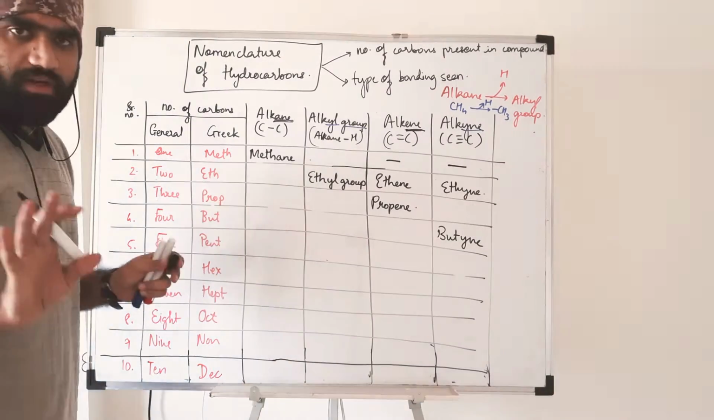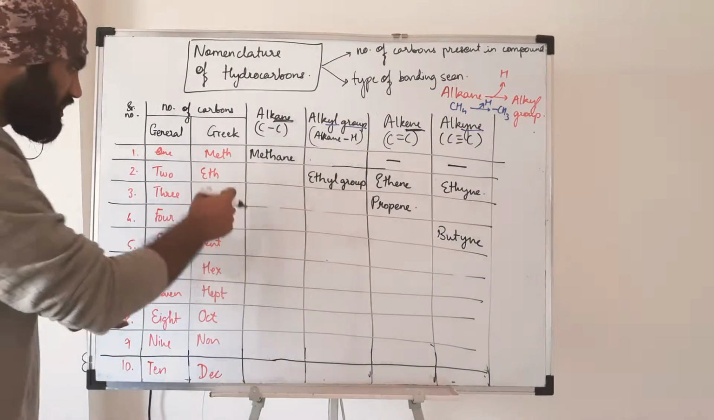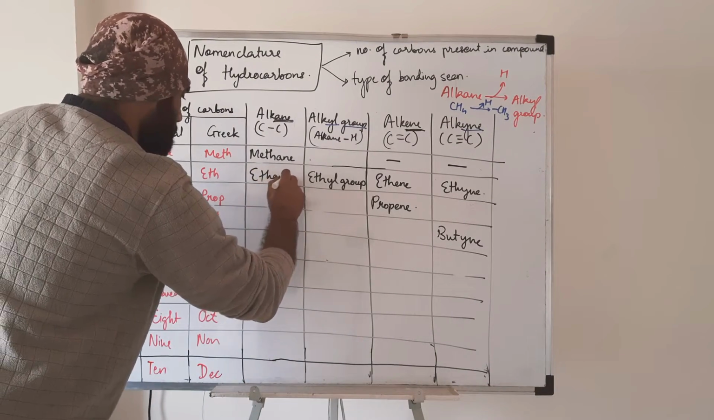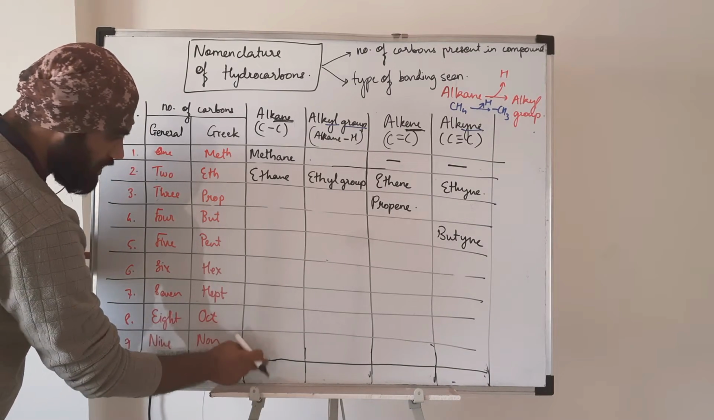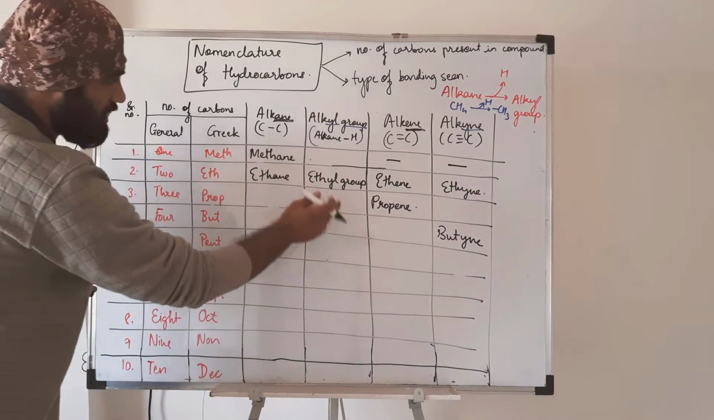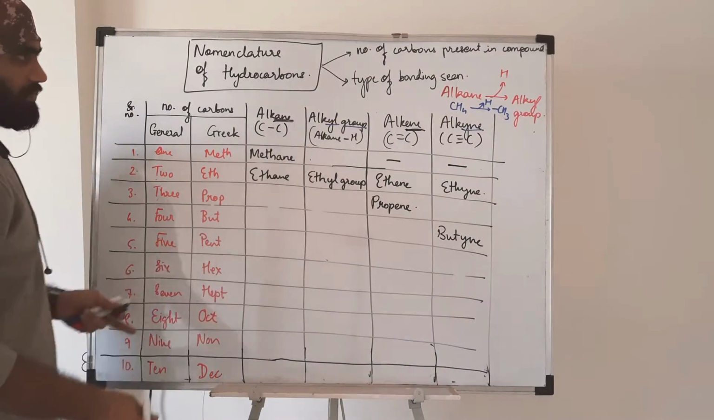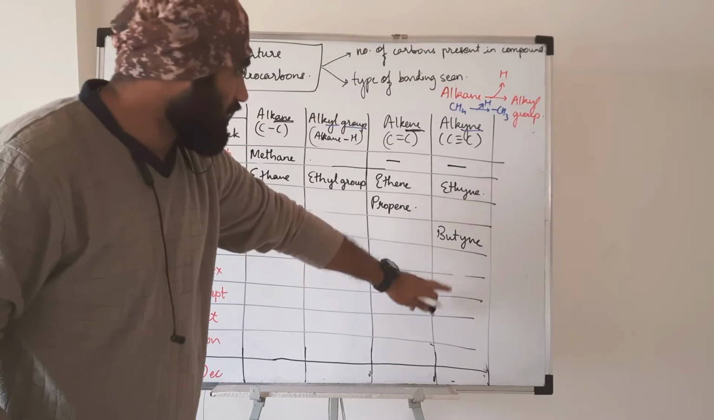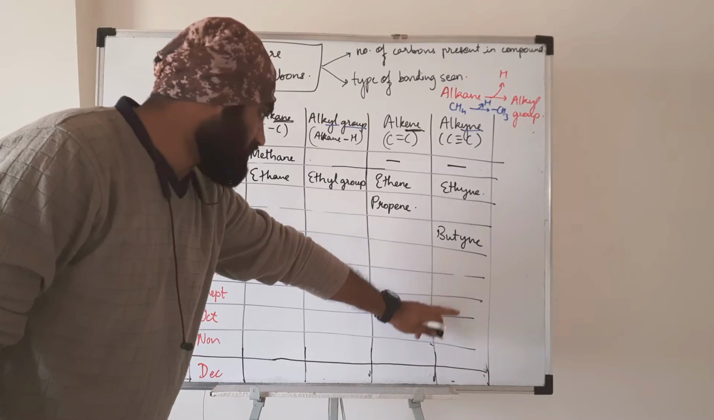Did you understand how to name it? So you can fill this table and you can get the names of alkane, alkene, alkyne. For example, it will be ethane, propane, butane, pentane, hexane, heptane, octane, nonane, decane. Similarly, ethyl, propyl, butyl, pentyl, hexyl, and so on. For alkenes, it will be butene, pentene, hexene. For alkynes, it will similarly be pentyne, hexyne, heptyne.